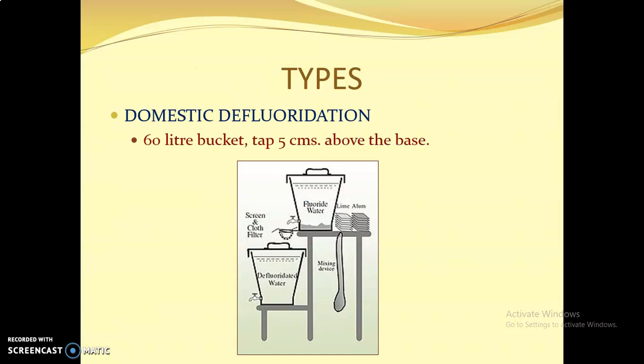So the types of Nalgonda technique, the first type is called the domestic defluoridation. It is a modified 60-liter bucket, the usual bucket you have. It is modified with a tap 5 centimeters above the base. You add the reagents lime and alum. You give it a manual mixing. Then you use a cloth for filtration, and this defluoridated water is used. So this can be done at every home. It is called domestic defluoridation technique, which is a usually available bucket modified with a tap and a filter, and all this procedure is done manually in a bucket at home.